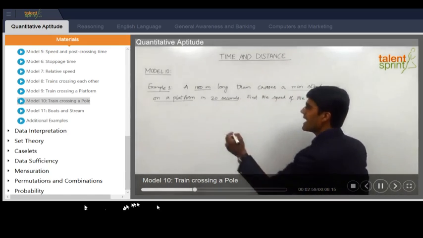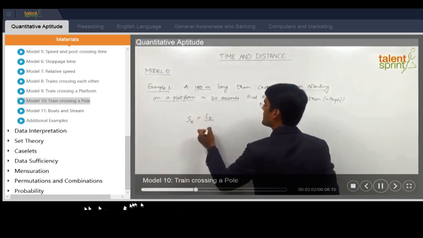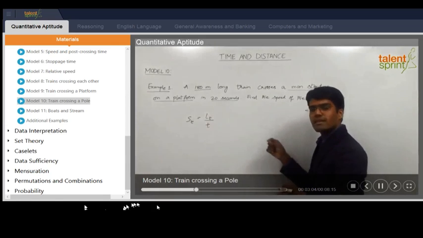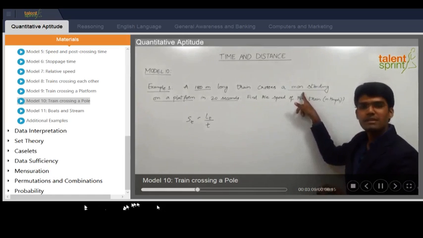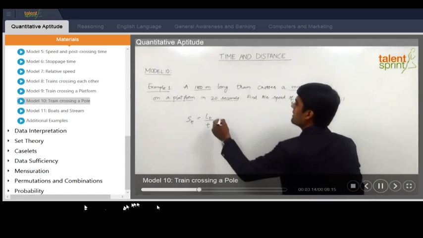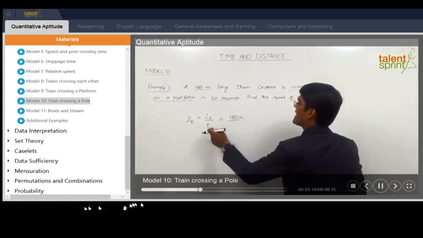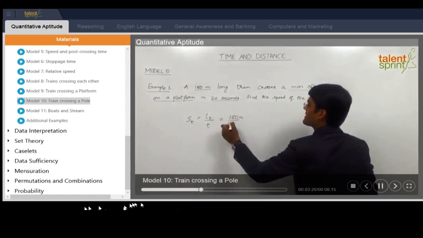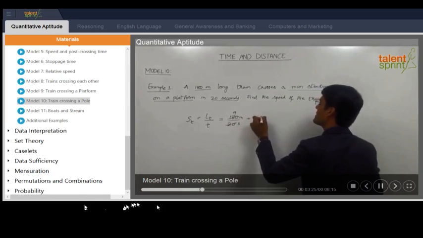Simply we can say that the equation to be used is speed of the train equals length of the train divided by time. Why? Because the train has to cross its own length as it is crossing a standing man. His speed is 0 and the length of the man is also considered to be 0 when compared to the length of the train. So now here the length of the train is given as 180 meters and the time is 20 seconds. So we can say that the speed is 9 meters per second.